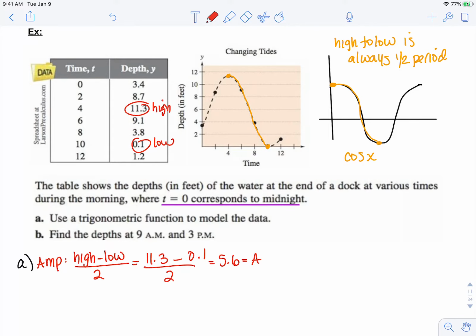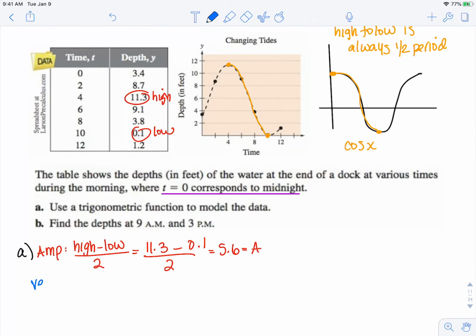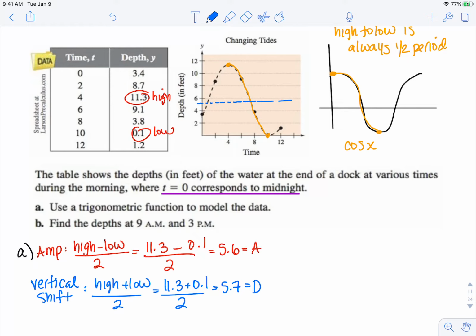This is calculator active. So now I'm going to look for my vertical shift. Now notice that is always going to be the same for sine or cosine. That's high plus low divided by 2. 11.3 plus 0.1 divided by 2 is 5.7. So that's D. So the middle is somewhere around here at 5.7.